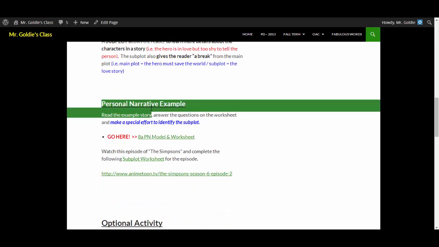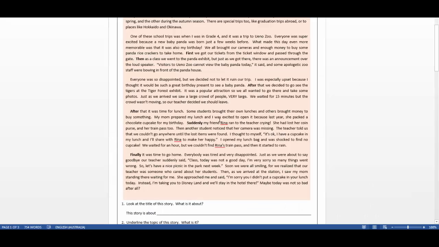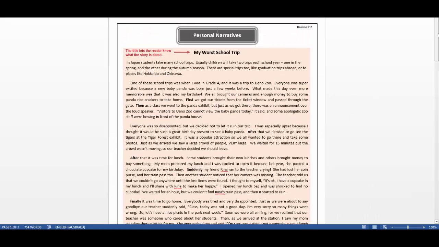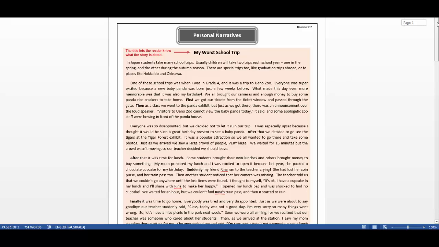I've provided a personal narrative example for you. Read it and make special effort to identify the subplot. This is the addition for grade 8, so this is going to be one of the things I'm looking for. You need to open this document. It looks like this: Personal Narratives. You open it by clicking on this right here. Then you read the story here.